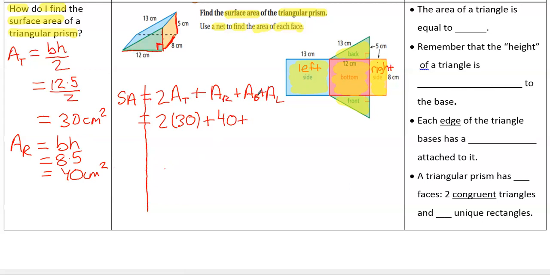Plus area of the bottom. Well, the bottom is also a rectangle, right? You can see it here. The bottom is also a rectangle, and it's 12 by 8. So I'll write A sub B is equal to, and I'm not going to rewrite the formula. It's the same formula, and I'm running out of space. 12 times 8. Oof, I don't know my 12s very well. Wait, 12 times 8 is the same as 8 times 10, which is 80, plus 8 times 2, which is 16. 80 plus 16 is 96 centimeters squared.